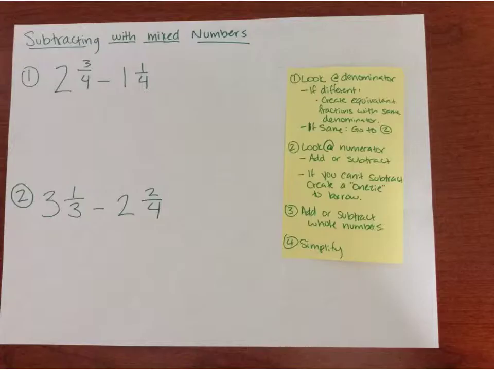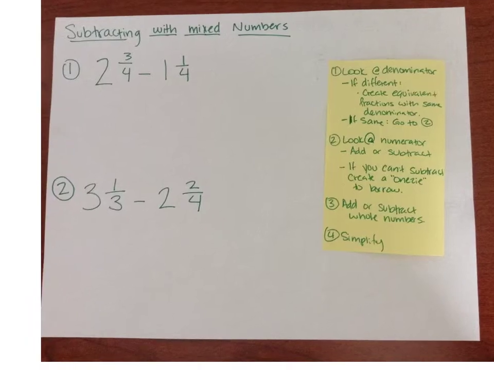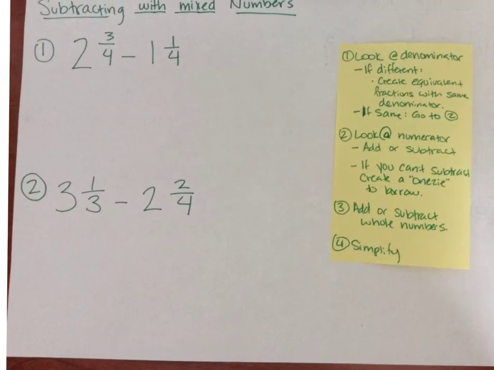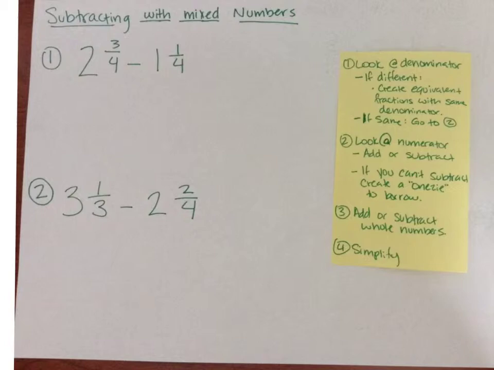Okay, now going on. My steps are still here, same exact post-it note. First step, we look at our denominators. Our denominators are the same, so we can just straight subtract now. We can skip to step 2. So look at the numerator, add or subtract. And it says if you can't subtract, we create a onesie to borrow. Here, we can actually subtract 3 minus 1.